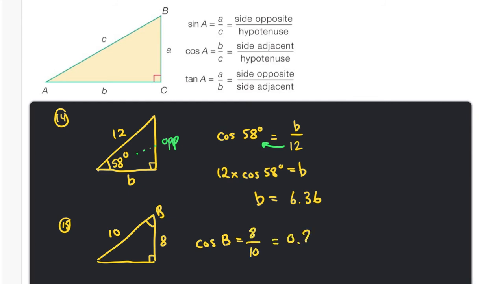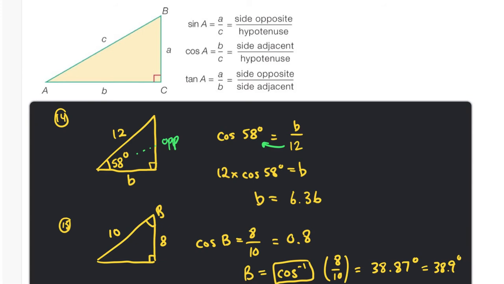We know that's 0.8, so we know that B is going to be cos negative 1. Remember the second cos button. That's always the button when we want to find an angle from 8 over 10 or 0.8, doesn't matter. And the answer is 36.869, so 36.87 degrees. And I can't remember what it says. If it was one decimal place, it would be 36.9 degrees, but I can't remember whether it says 1 or 2 decimal places.